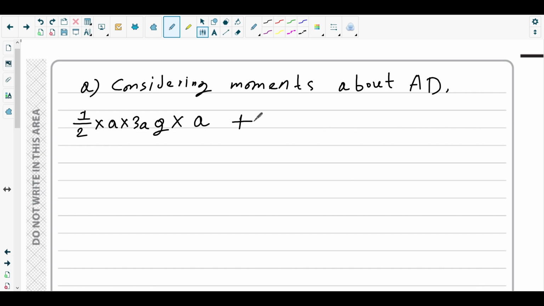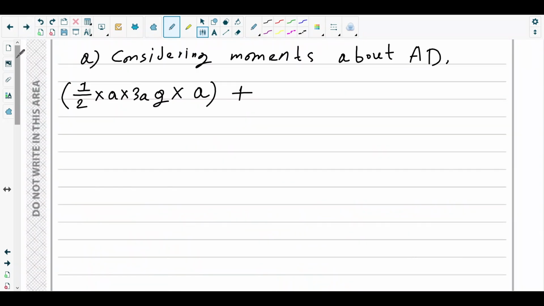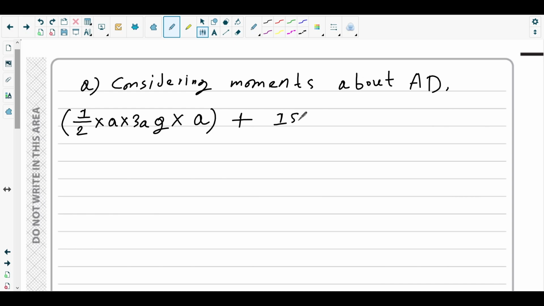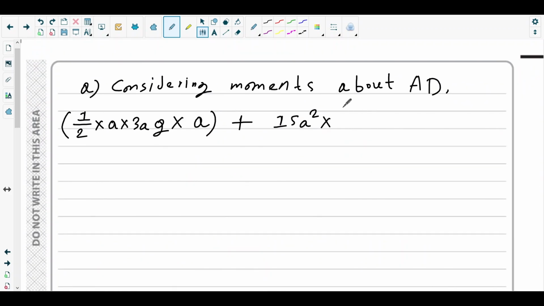Next, the moment for the weight of the rectangle. The area of the rectangle is 5a times 3a, which is 15a squared. Its center of mass is halfway, which is half of 3a, that is 3/2 a. I didn't multiply g there, but g is there. Okay, this is the moment due to the weight of the rectangle.